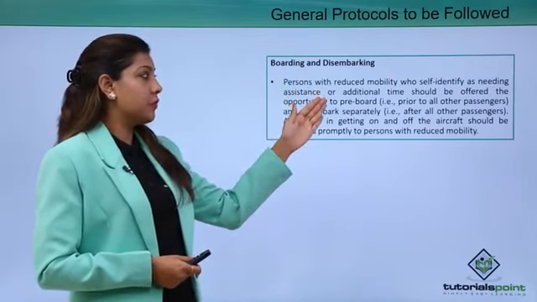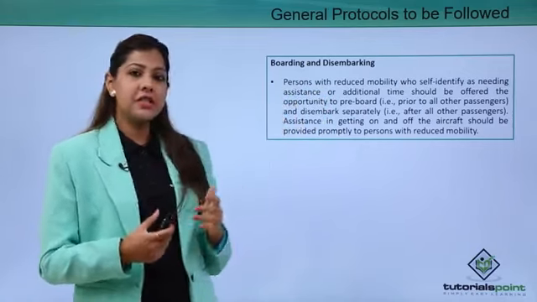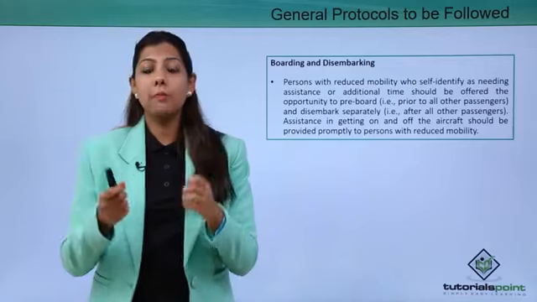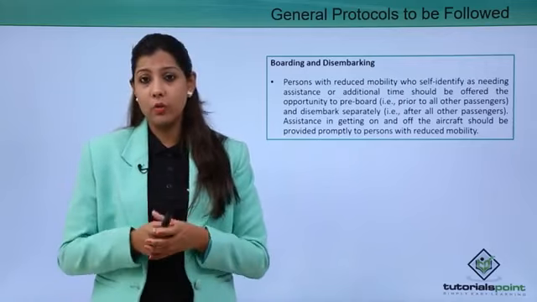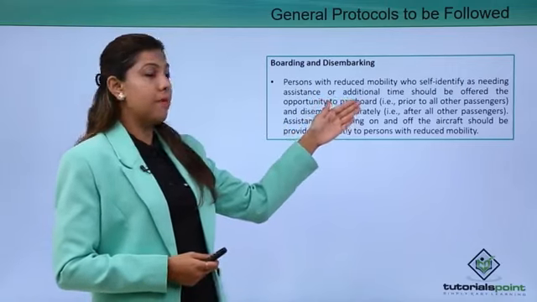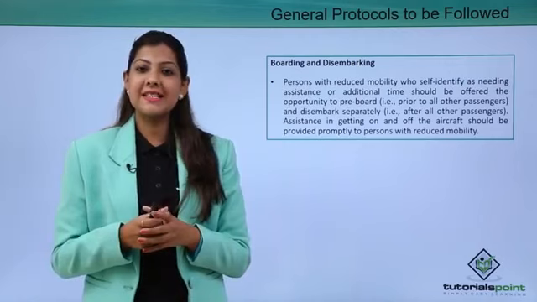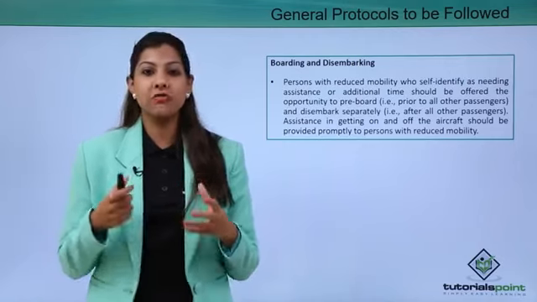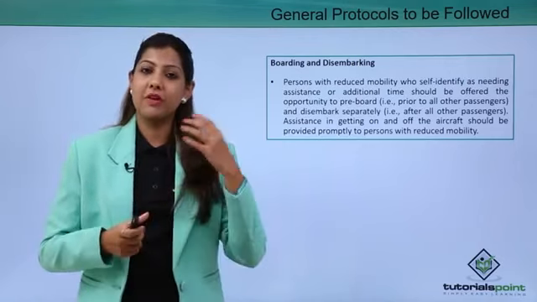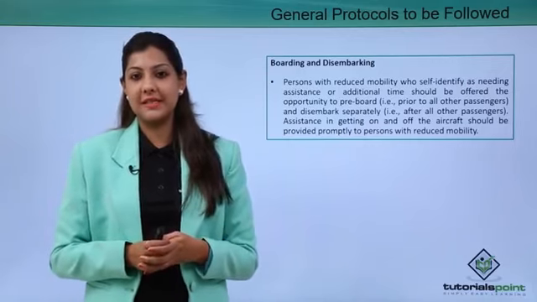People who have reduced mobility, who self-identify as needing assistance, need additional time. So a person who is sick or in a wheelchair needs to be pre-boarded, meaning they need to come before all the other passengers, for the simple reason that these people need a lot of time, and if other passengers are waiting for them, they will take a lot of time to go to their seat.